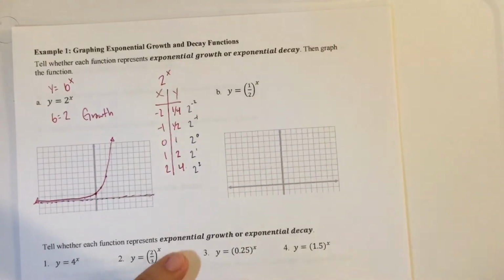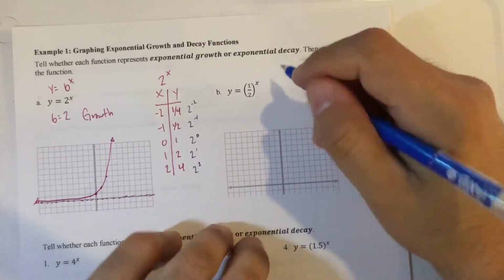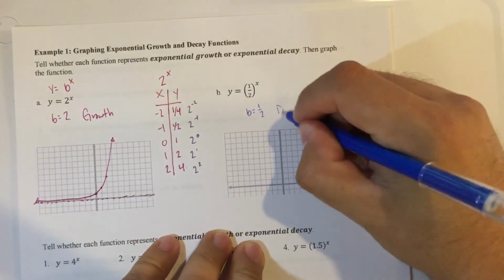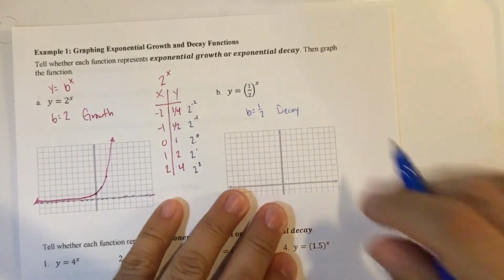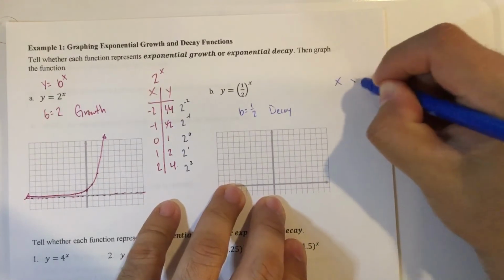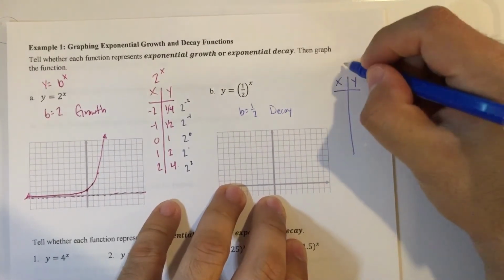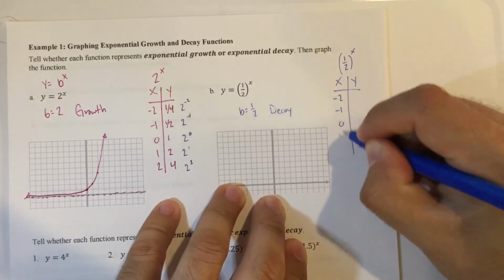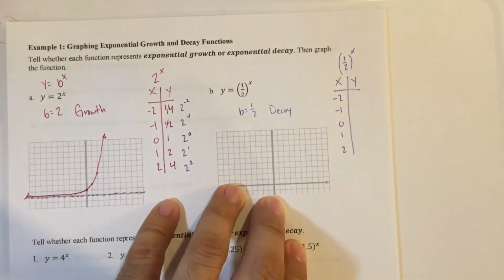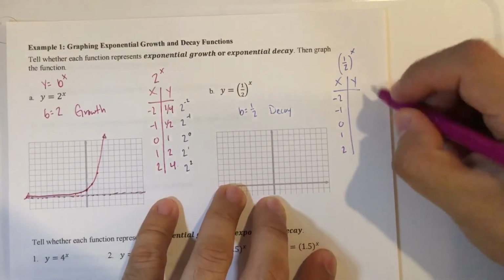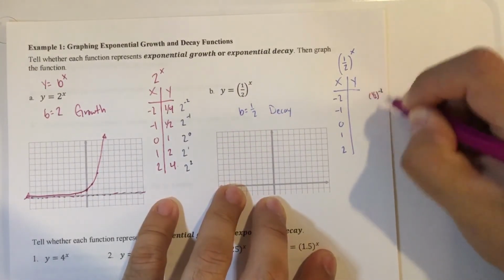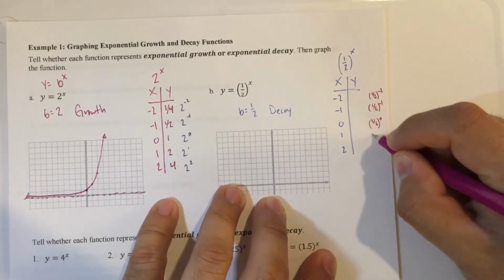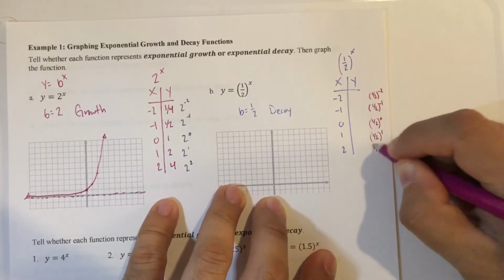All right, for letter b here, the b value is the 1/2. Since that's between 0 and 1, that is going to be decay. So from here, x and y, 1/2 raised to the x power. So negative 2, negative 1, 0, 1, and 2. Just like before, we're going to take these and raise them to the powers. So 1/2 to the negative 2, 1/2 to the negative 1, 1/2 to the 0, 1/2 to the first, and 1/2 squared.